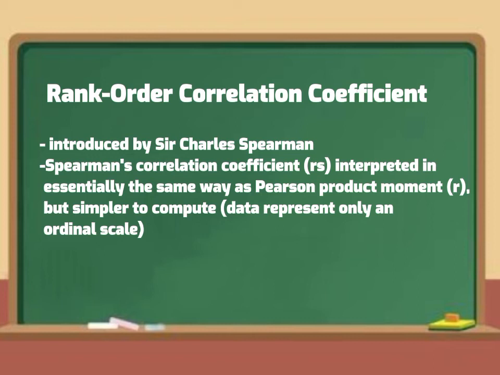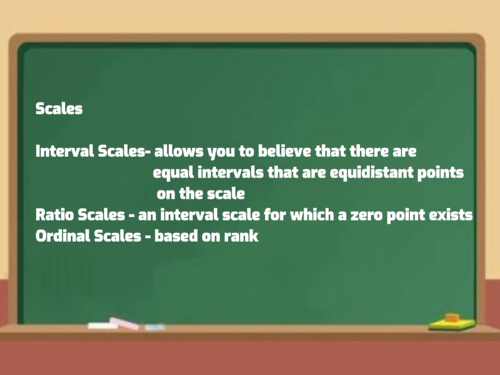It uses data that represent only an ordinal scale and not necessarily an interval scale. Interval scales allow you to believe that there are equal intervals between points of the scale, while a ratio scale is an interval scale for which a zero point exists. On the other hand, ordinal scale is based on rank.